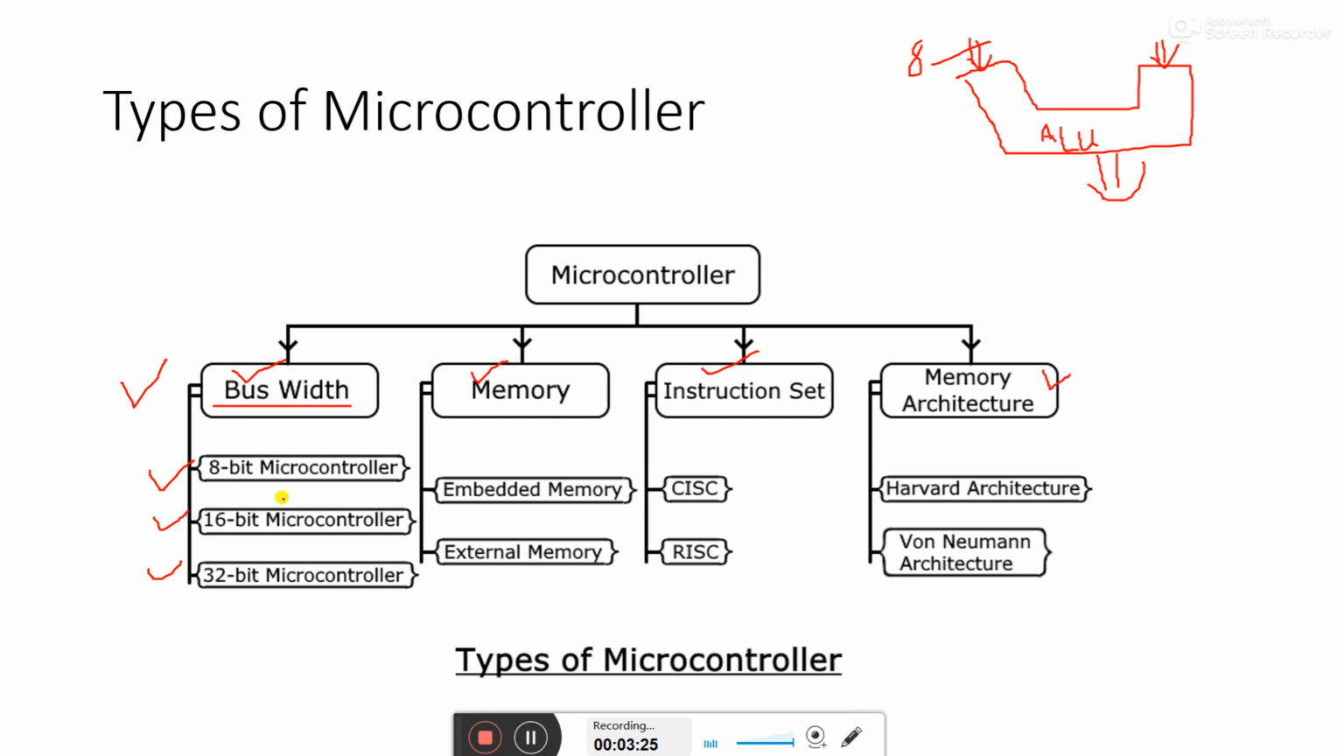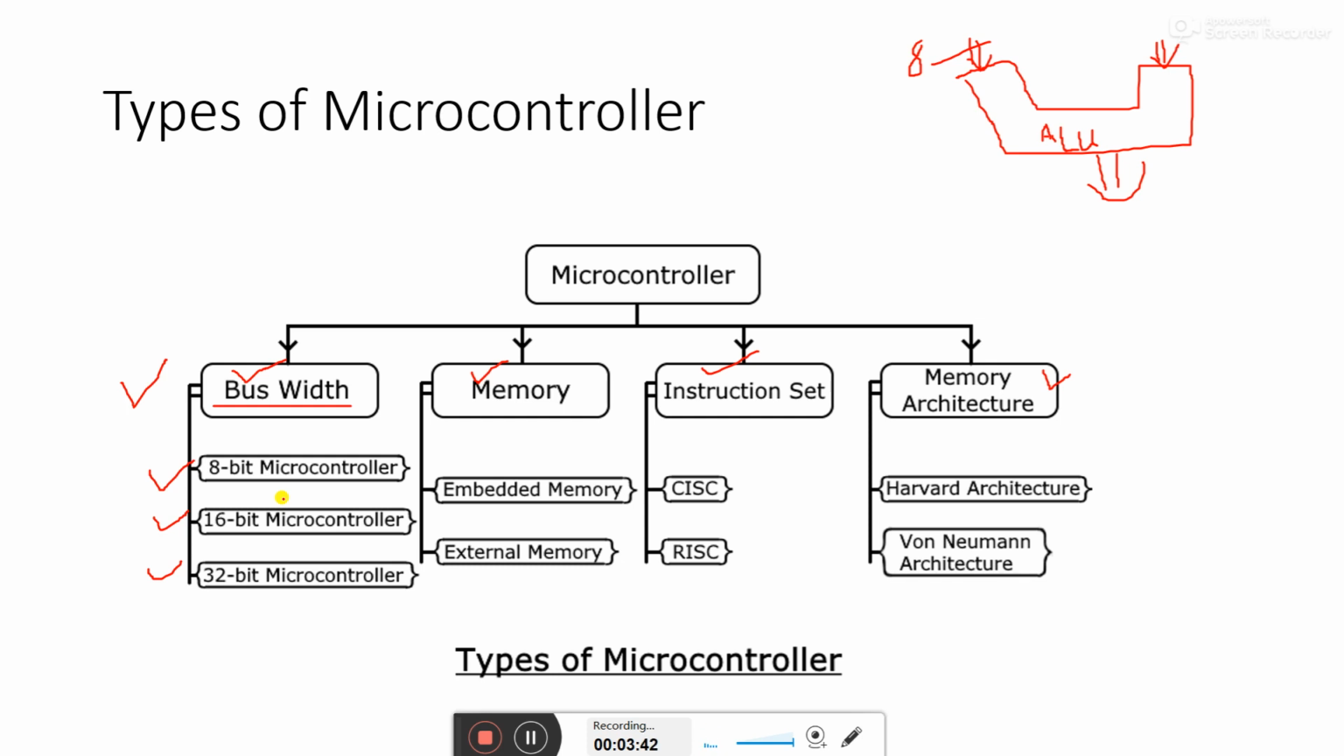When the exam comes, you have to write the classification on the basis of bus width, the classification on the basis of memory, the classification on the basis of instruction set, and the classification on the basis of memory architecture. So you should write that.